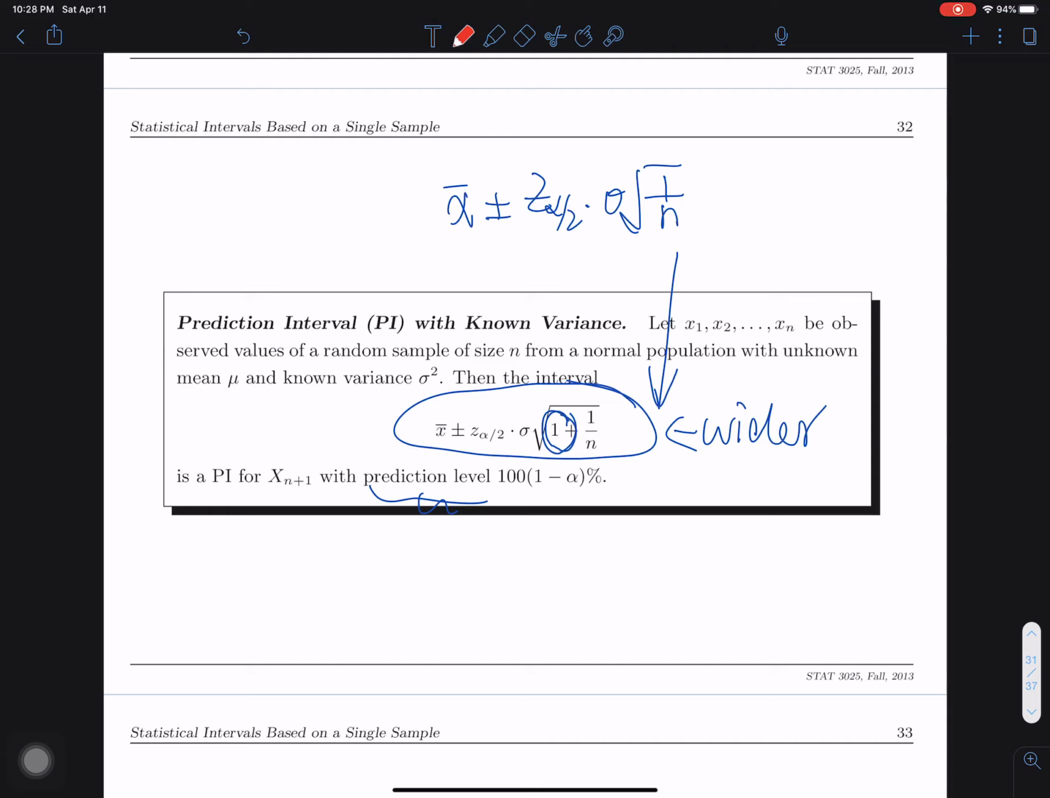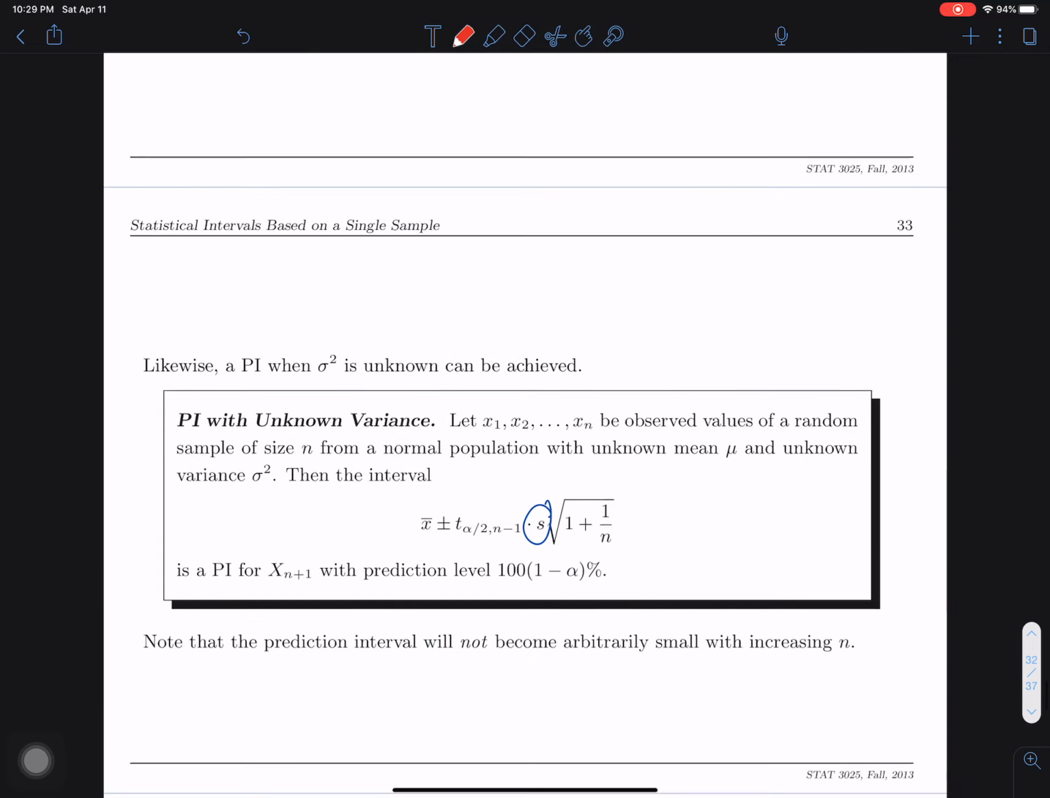So let's observe what's the difference between prediction interval and confidence interval. Recall, what is a confidence interval for mu when your sigma is known? It is this. So these two are very similar. The only difference is in this one. You can see the prediction interval is wider than the confidence interval due to the existence of the 1.